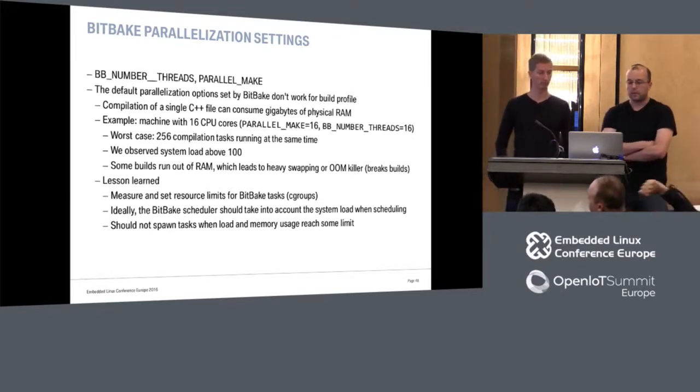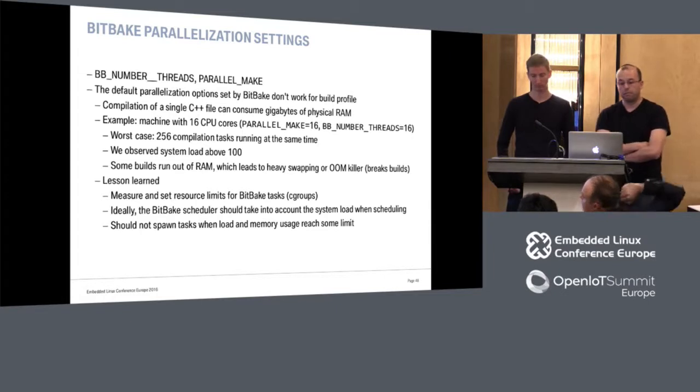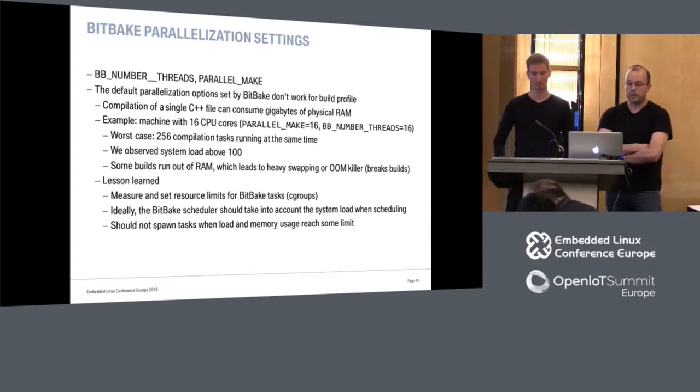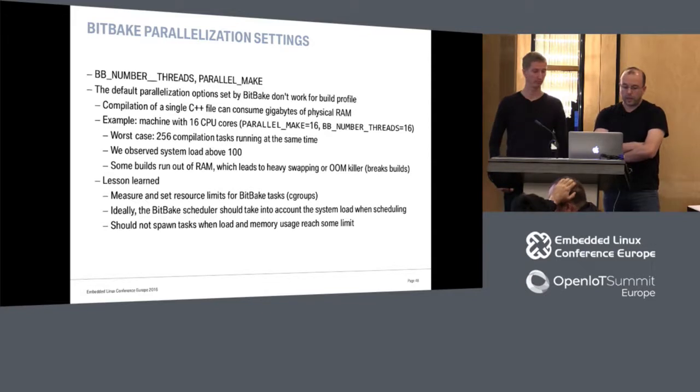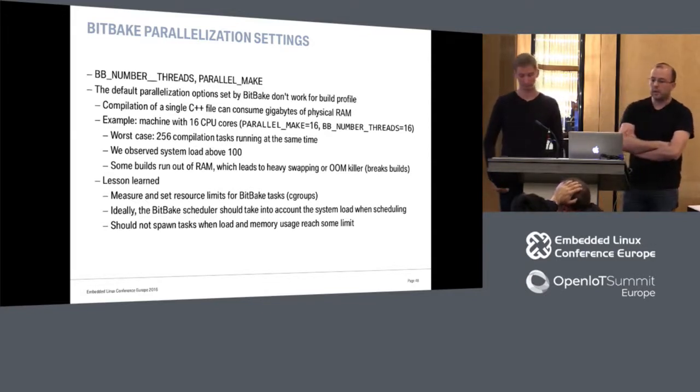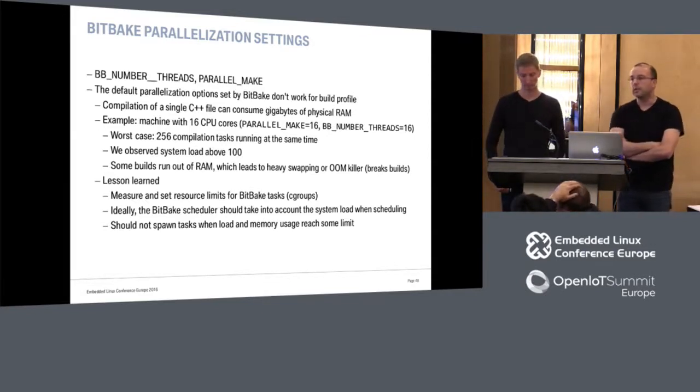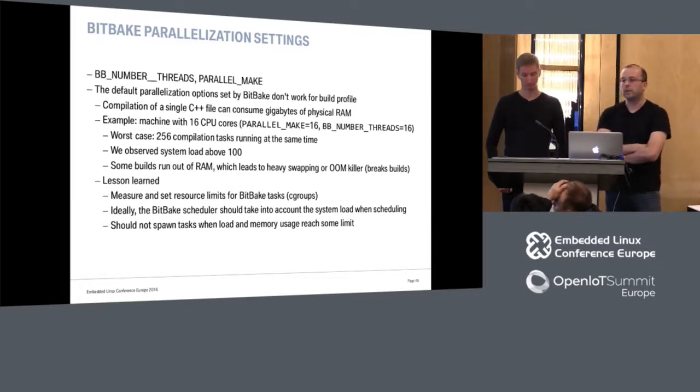As lessons learned, we had to measure and set resource limits for BitBake tasks. That's currently not implemented, but ideally it could be implemented with cgroups, so we could kill the specific task that is causing the out of memory error. Ideally, the BitBake scheduler should take into account the system load when it's scheduling new tasks. It doesn't. So if the system is completely thrashed, BitBake will happily schedule new tasks, even if they are compilation tasks.